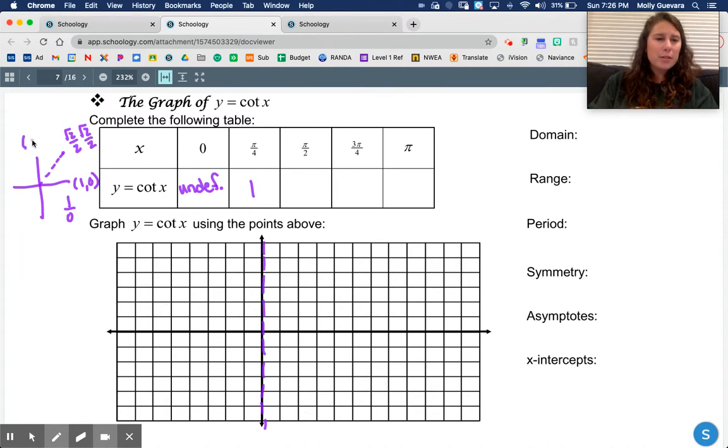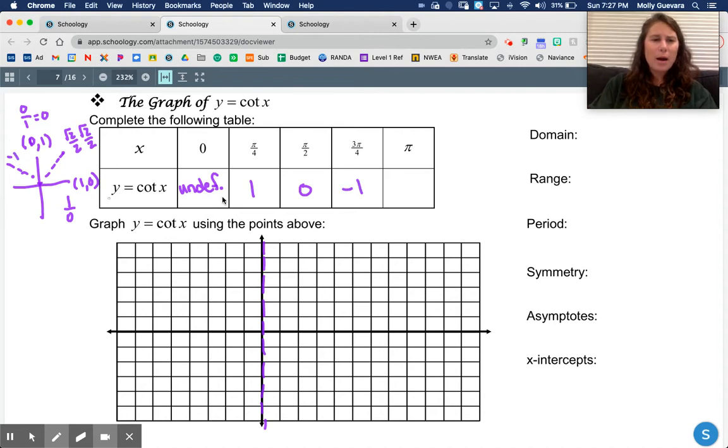Pi over 2 is the point 0 comma 1. So x over y is 0 divided by 1, which is 0. 3 pi over 4 is right here. And that's going to get us negative 1. And then at pi, it's going to be the same thing, undefined.